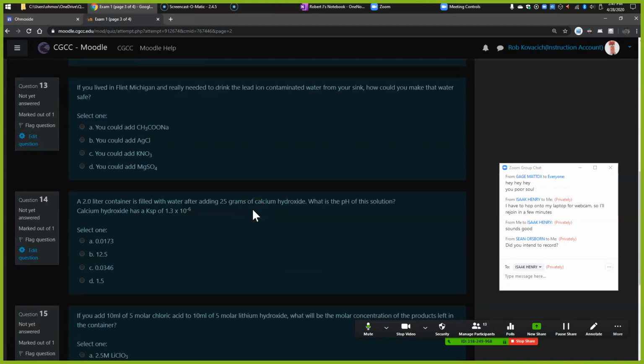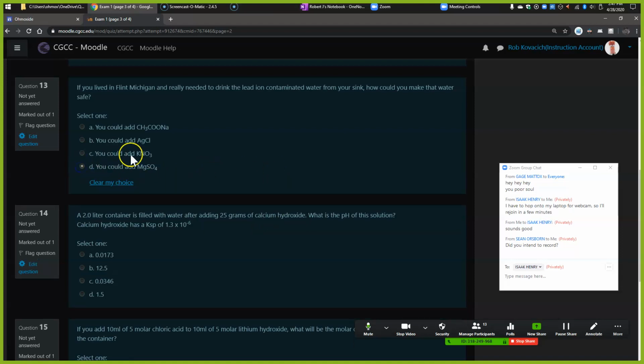If you live in Flint, you could add the magnesium sulfate. If you added the sodium acetate, nothing's going to happen because the sodium and the acetate are soluble. If you added the silver chloride, nothing's going to happen because the silver chloride is a solid in water. It's insoluble. So it's not going to dissociate and then have the chloride pull the lead out of the water and leave behind silver, because it won't let go of the silver in the first place. The potassium and the nitrate are both fully soluble, like the sodium and the acetate, so nothing's going to happen there. The magnesium sulfate is soluble. The magnesium pops off, and then the sulfate finds the lead, and then those two precipitate out.